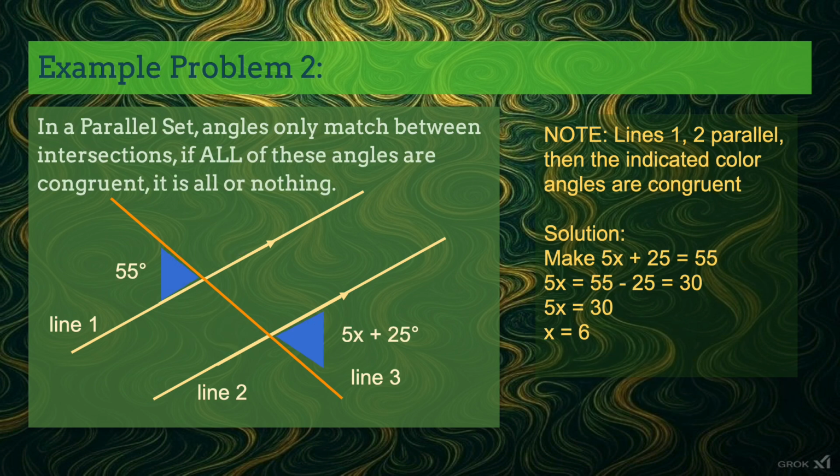Another example here, again, we have parallel lines because they have the indicated arrowheads. That means the two blue angles are congruent, same measure. And that means that 55 has to be equal to 5x plus 25. Solving that for x, you just set them equal to each other. Then you subtract 25 from both sides, you get 5x equal to 30, and that means x has to be equal to 6.